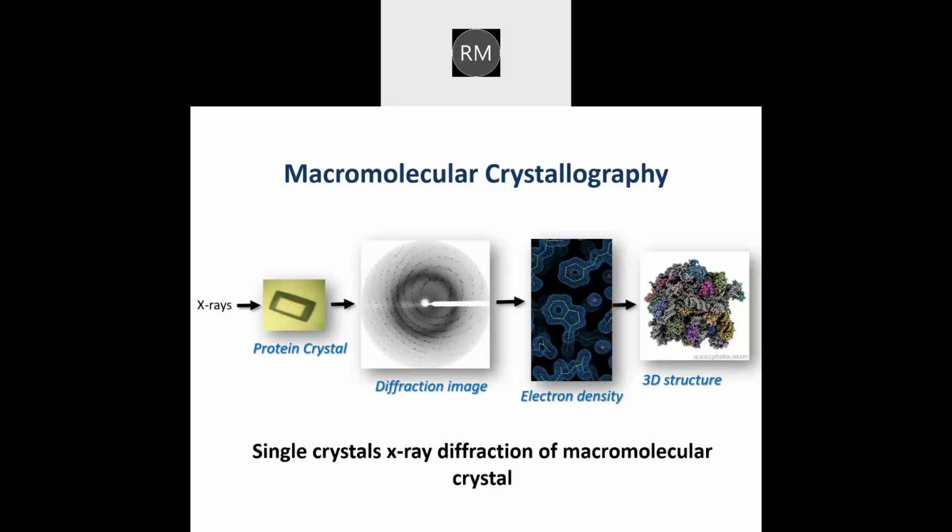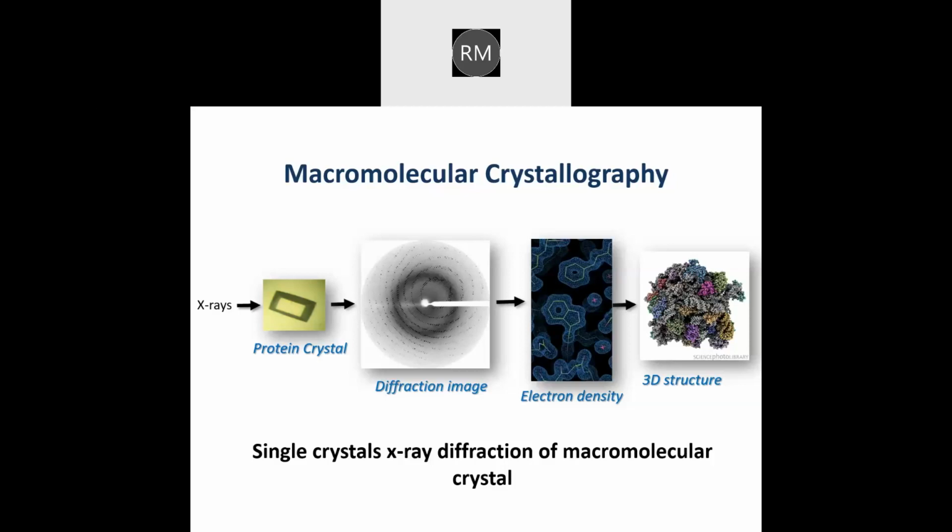Once we get the electron density, we can fit the atoms into that. For example, here the tryptophan amino acid is fitted into the electron density, and above that a phenylalanine is fitted. So different amino acids or atoms are fitted into the electron density, but that electron density has come from the diffraction image. How this comes is interesting, so I will explain that also. And once you fit the atoms into the electron density, then you can get the 3D structure.